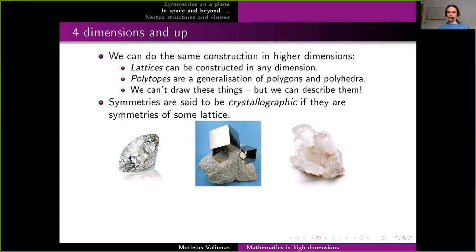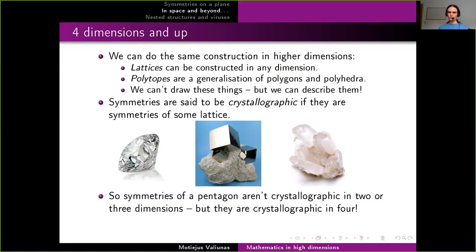So this is where the name crystallographic comes from. And now we want to see which symmetries we can have if we add more dimensions. For a pentagon, we saw that there are no translations such that there's a lattice that is invariant under some translations and also invariant under symmetries of the pentagon. So we saw there's no such thing in 2 dimensions and there's no such thing in 3 dimensions.